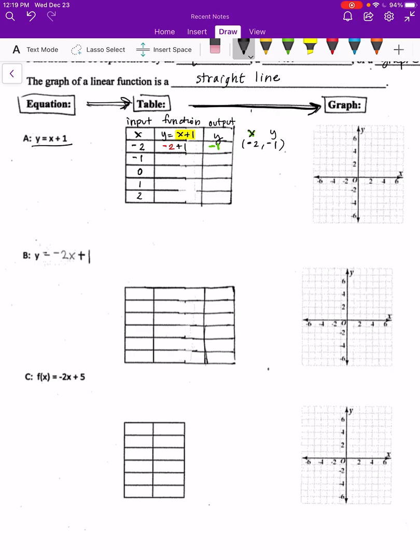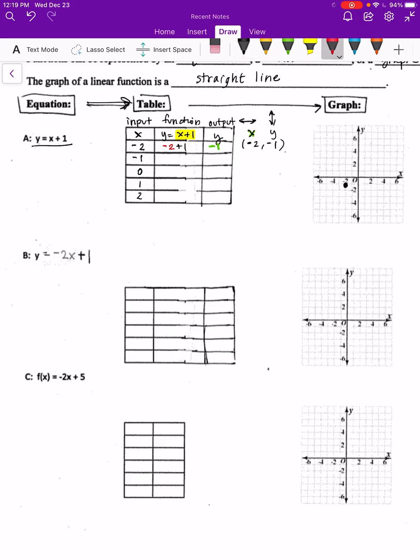So it means when you do this that your x should be how far you go left or right, and your y should be how far you go up or down. Okay, so this means I go to -2, and then I go down to -1, and I place a dot. So taking that input and output, actually making a point, and then graphing the point. All right, let's do the next one.